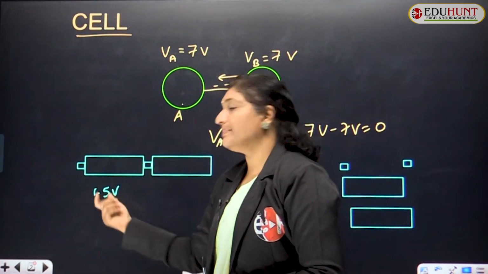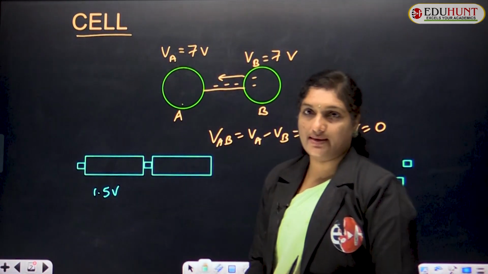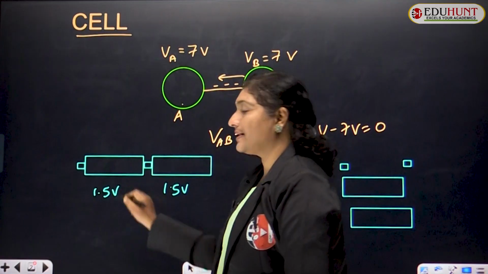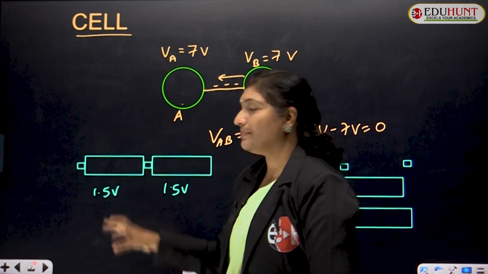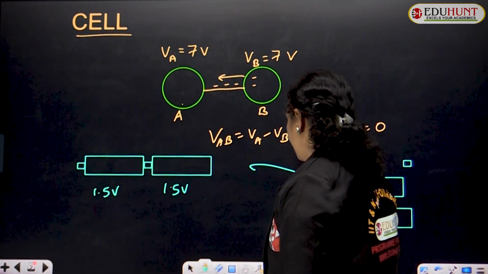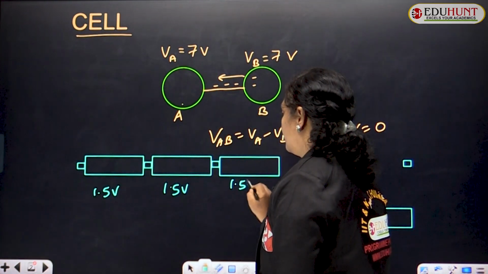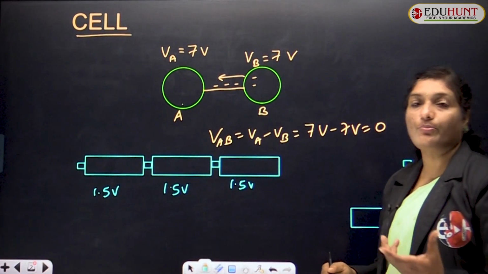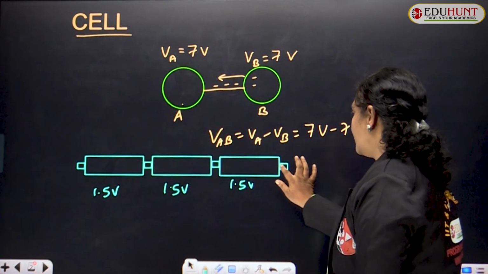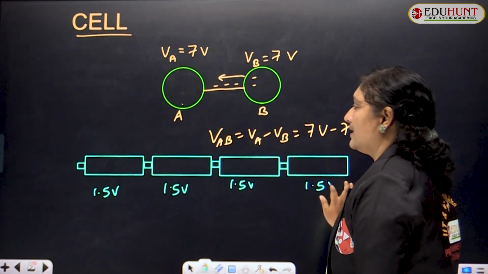So, if each cell can maintain a potential difference of 1.5 volts, and two such cells are combined together, then this is 1.5 volts and the other is 1.5 volts, together they maintain a potential difference of 3 volts. Similarly, if one more cell is added, again we have one more 1.5 volts. 3 plus 1.5, again 4.5 volts is maintained, and hence in order to increase the potential difference between any two terminals, the number of cells is increased as shown.